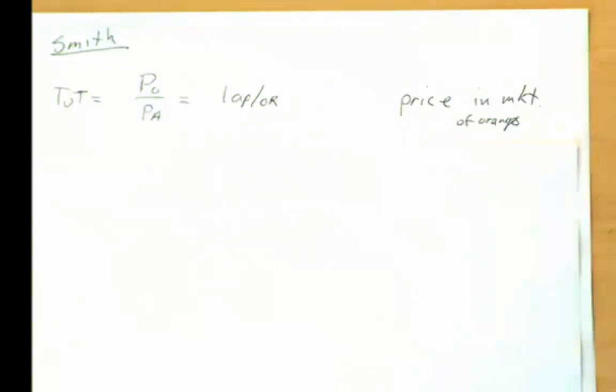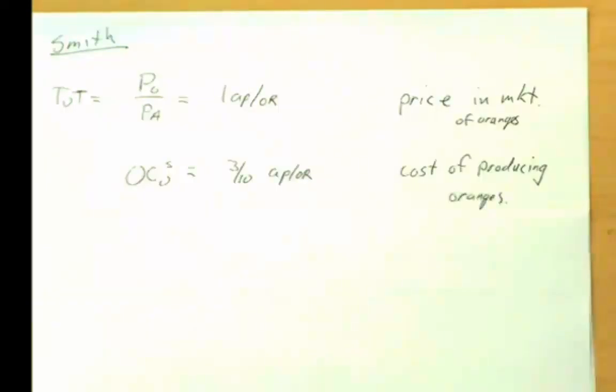Now, we go back to his production possibility frontier. In his original production level, he was producing 5 oranges. And he might ask himself, if I'm going to produce one more orange, how many apples do I have to give up? Let's do that one. His answer is 3/10 of an apple has to be given up for him to acquire one more orange. In other words, the opportunity cost is his cost of producing oranges. It costs him 3/10 of an apple to produce an orange.